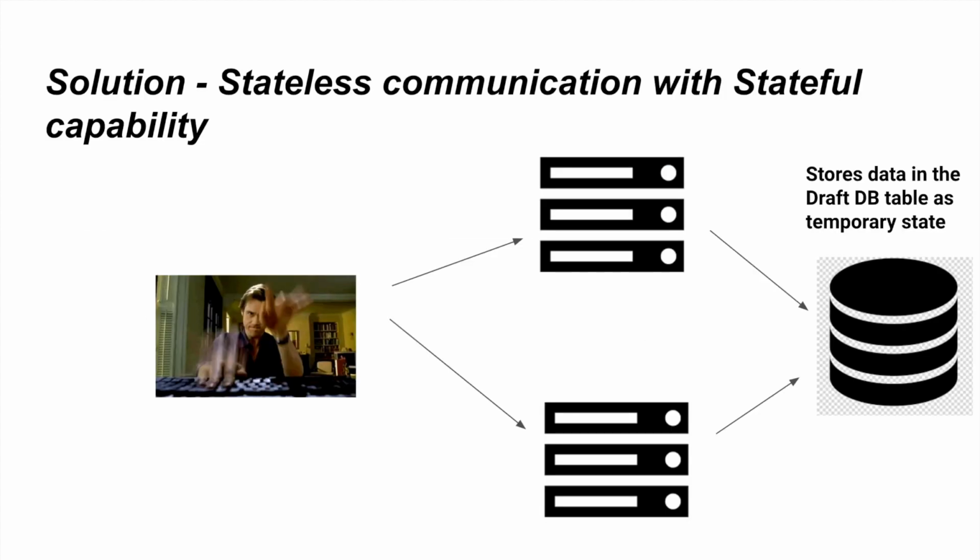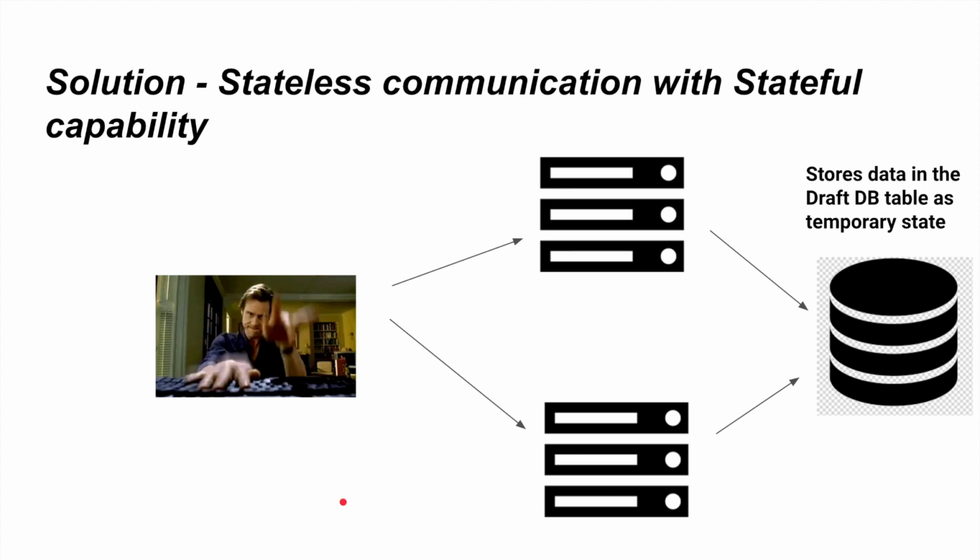Okay, there is something called stateless communication with stateful capabilities. Before that, we have seen what stateful communication is. Stateless communication is directly opposite to that. Okay, typically all HTTP requests are stateless communication, where your request 1 and request 2 do not have any relation or any communication.